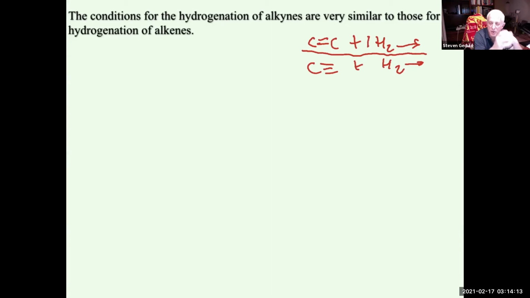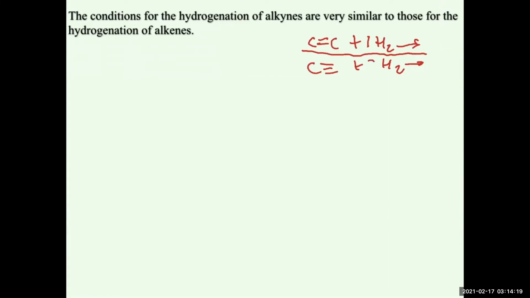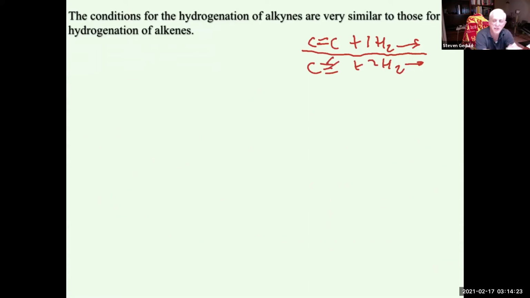Okay. The conditions for hydrogenation of alkynes are very similar to those for hydrogenation of alkenes. What would you think the difference is going to be? In other words, if we had a double bond and had to add hydrogen, if we had a triple bond and had to add hydrogen, what would you think the difference is? Okay, in this one, how many hydrogen molecules do I have to add to get rid of the multiple bond? I have to add one, right? If I have a triple bond, how many hydrogen molecules do I have to add now? 2, 1 for each bond. One H2 goes to this bond, one H2 goes to the other bond to make it a single bond.